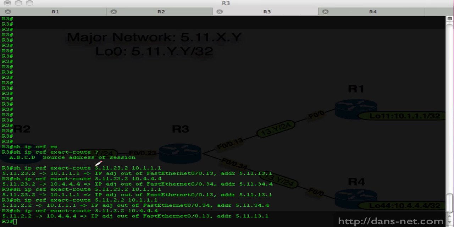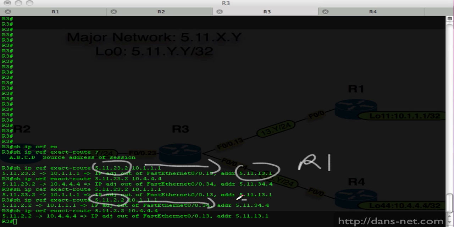We can see that when the packets are originated from R2's FastEthernet 0/0 interface, the next hop is the correct one. But when we source it from R2's loopback 0, we see that it goes in the wrong direction, to R4. It's not documented how CEF will choose the next hop, but we do know that the source IP address is part of the hash calculation.